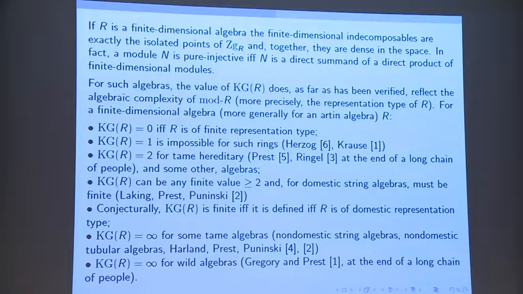It was a conjecture for some time whether the only possible values in this context were 0, well, 1, 2, and infinity. In fact, any finite value apart from 1 can occur. So Jan Schröer produced some examples, and then, in fact, we've got some more complete results there. So any finite value apart from 1 can occur for the Krull-Gabriel dimension of these algebras.